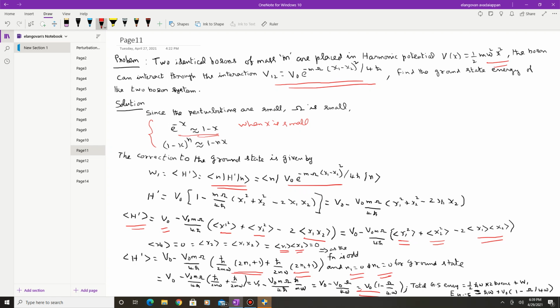And if you want to calculate the total ground state energy, what is the ground state energy of each particle? Half ħω. There are two bosons. Two bosons can occupy the same state. So you multiply half ħω into 2. So this becomes ħω plus the correction. The first order correction we have calculated. So if you add these two, we get the ground state energy of this system.